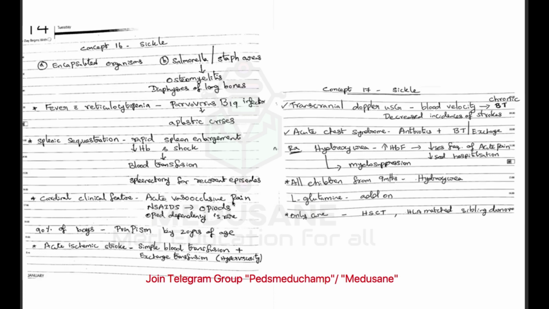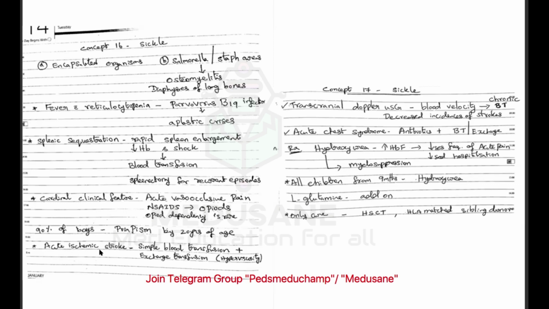Opioids are going to give drug addiction, so don't touch those things. Opioid dependency is rare in children. You have to give opioids liberally in sickle cell anemia. Then one more complication is priapism, very peculiar. Wherever there is stasis, it's going to affect. So splenic sequestration, priapism, okay. By 20 years of age, 90% of boys are going to have priapism, okay.